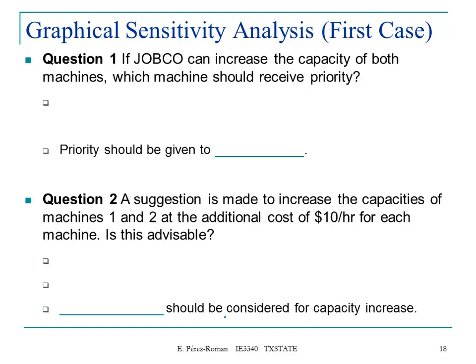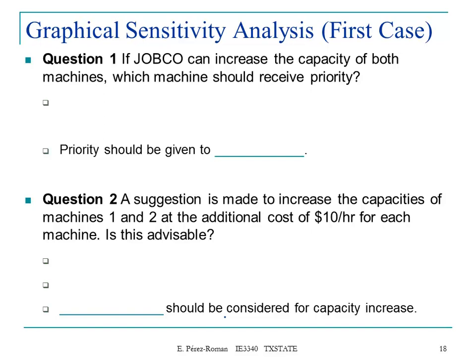And for this, you will have to think about the rate of change. So you notice that when you add an extra hour of capacity for machine 1, your profit increases by $14. When you increase the capacity of machine 2, your profit increases only by $2. So by using those two figures, which one should have priority? Machine 1, right? Because it's the one that is going to increase your profit faster.